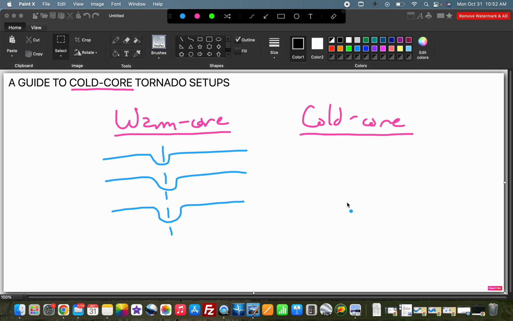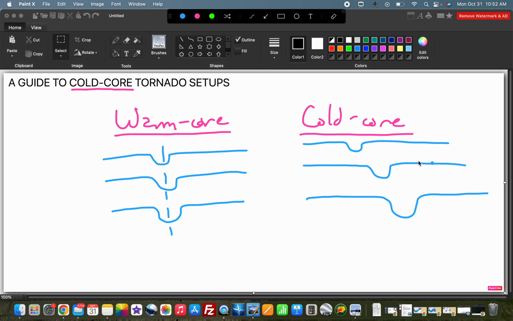So if we were looking dead ahead at a cold core system, the isobars would look something like this. Again, the dip in the isobars is the center of low pressure, and you can see it's very much tilted off toward the west or northwest with height. That is the main difference. Cold core systems are generally the vast majority of low pressure systems that we see in the U.S., what we call mid-latitude cyclones that help produce severe weather in the U.S. Those are going to be cold core systems.